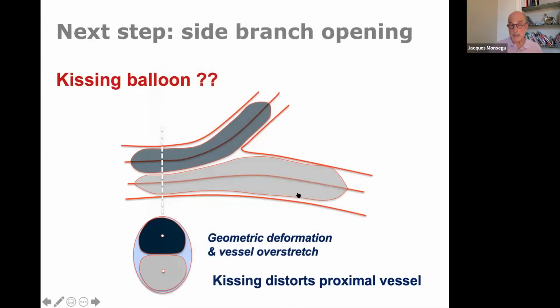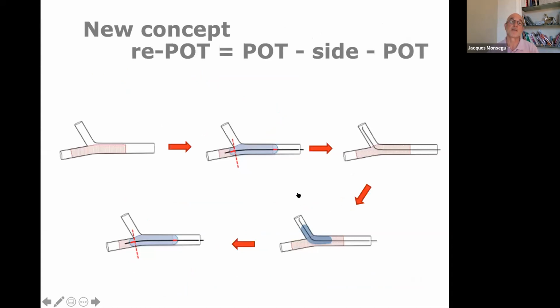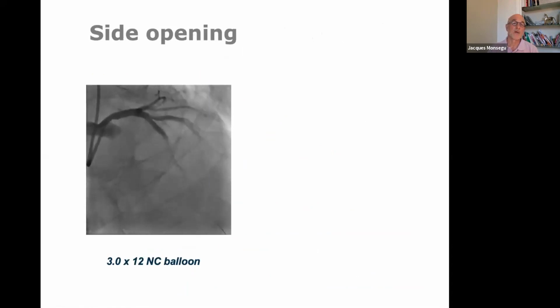After that, the question is: is it necessary to open the side branch? I think yes, because especially in a very big vessel, it's possible that in the future it will be necessary to recross and to perform a PCI in this branch. So I prefer to open the side branch. Kissing balloon is one solution, but generally with kissing, we have a distortion of the proximal vessel, an elliptic deformation. So I prefer to use this new concept of the re-POT. You do the POT, you open the side with a single balloon, and after that, we do again a POT. This is what we do in the case, with a 3.0 non-compliant balloon in the ostium of the diagonal.